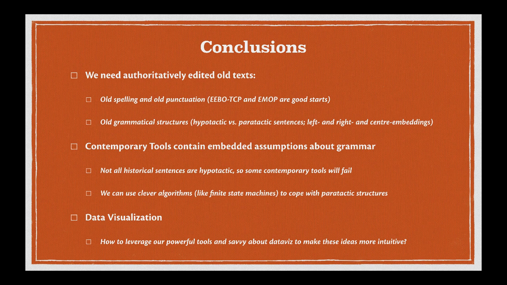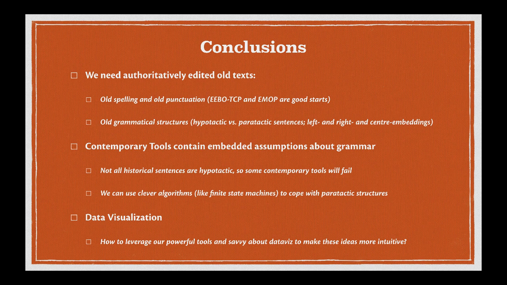But I can still point to a couple of conclusions that I think are really important. Number one is we actually need more authoritatively edited old texts, especially texts that have old spelling and old punctuation. And even though I didn't put it on here, old texts that are properly part of speech tagged. So even the CLAWS part of speech tagger, which is pretty robust and doesn't really flinch at much, still makes some mistakes when we get back to Milton, and I'm sure Shakespeare, although I haven't tried that.